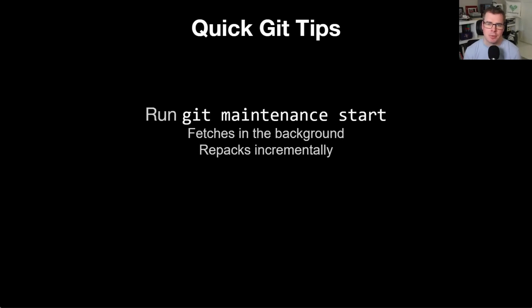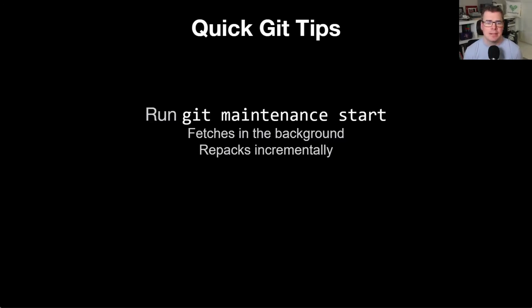The first is that you should run git maintenance start in your favorite repositories. This will start fetching from your remotes on an hourly basis, reducing the time spent synchronizing in your foreground git fetch operations. It also repacks your object store incrementally on a nightly basis to keep things running smoothly and reducing the disk space required for your repository.